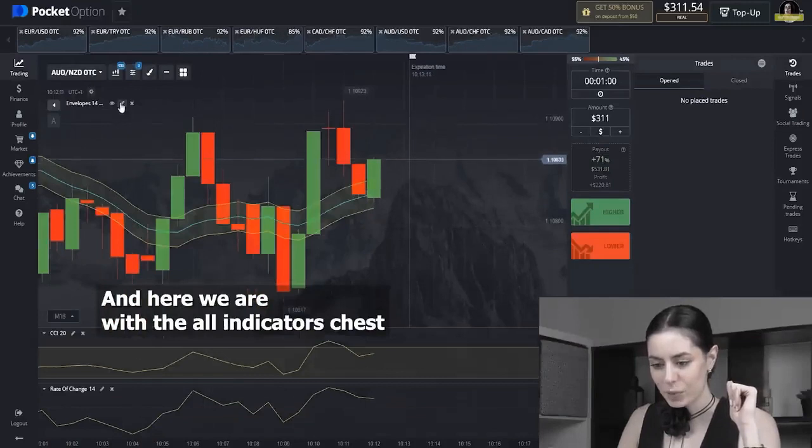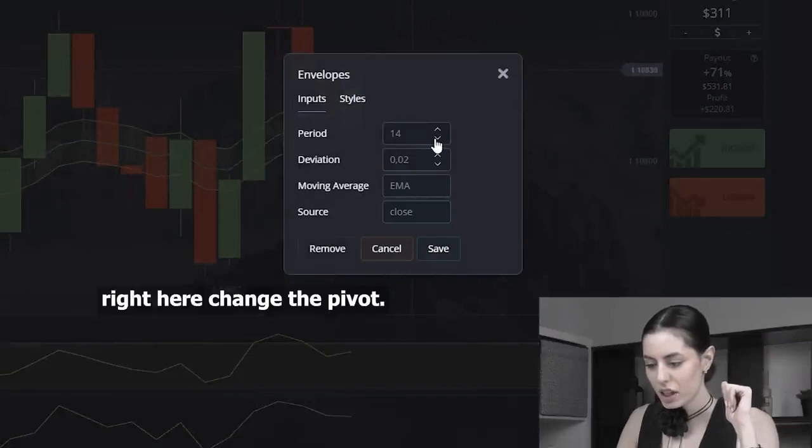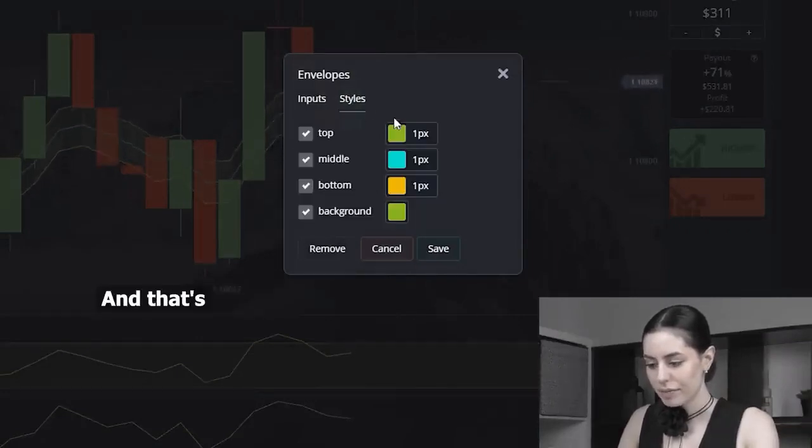And here we are with all the indicators right here, changing the period, and that's it.